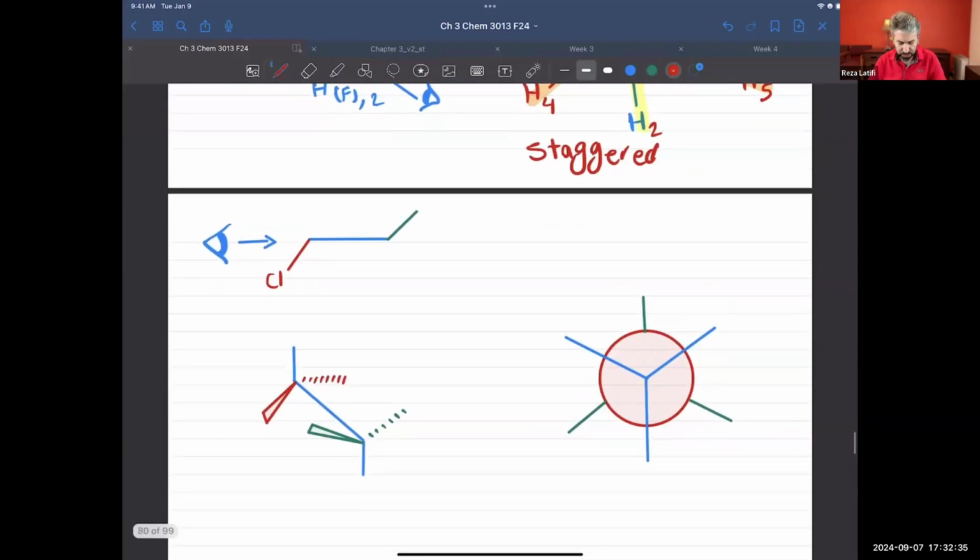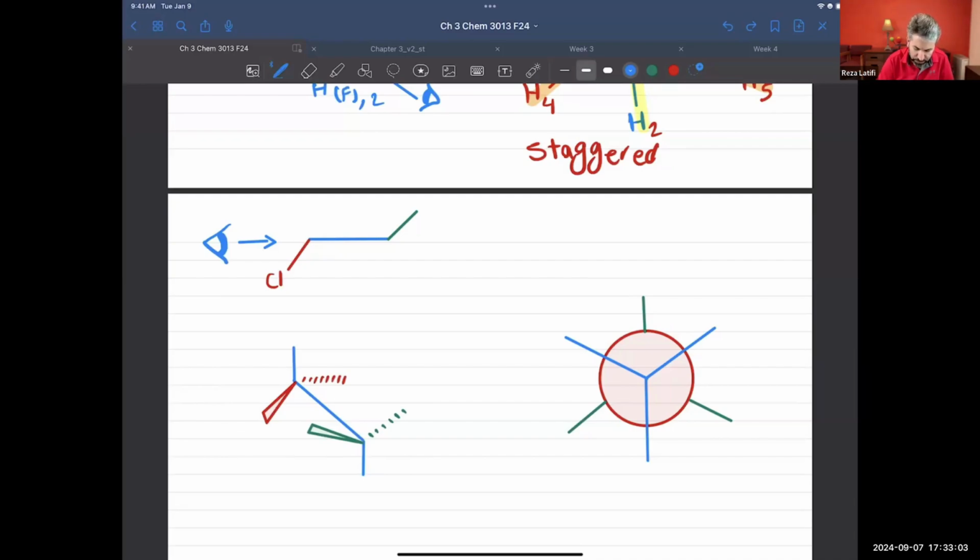Okay, another one. Let's say we are looking at such a molecule. We have chlorine attached to a carbon, and that's going to be carbon number 1, and then this one will be number 2, and that's number 3. So chlorine is attached to carbon number 1. Carbon number 1 is not saturated. That means I need to show some stuff there. Okay, what do I have?